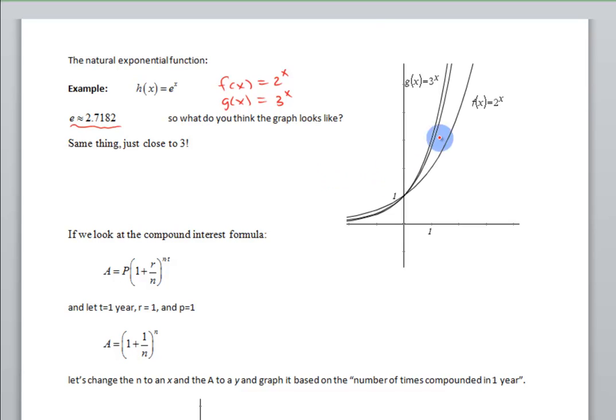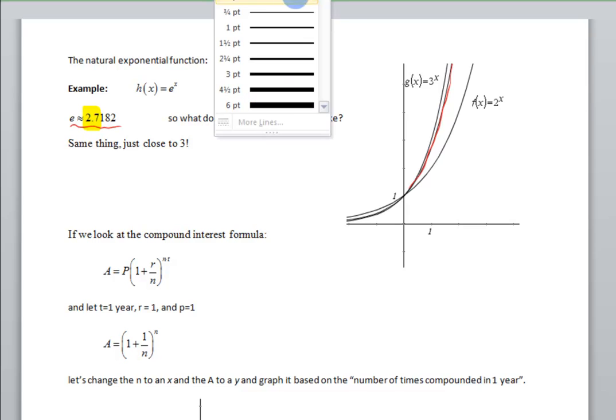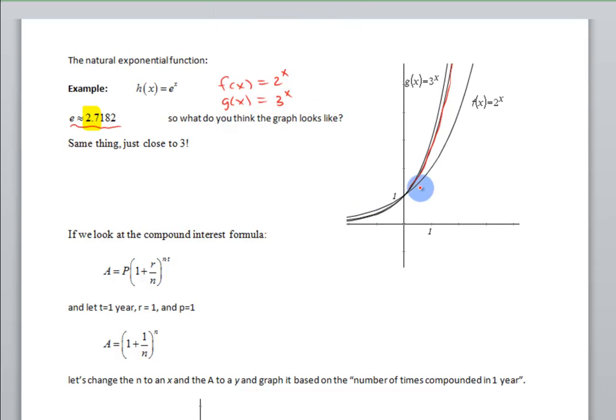So it's very, very close, as you see on my graph over here. It's the one that goes right along here, right? This is e to the x right in the middle here, but it's closer to 3 than it is to 2. Because look, it's closer to 3, right? The number's 2.7, so it's closer to 3. It makes sense that the graph should be the same.